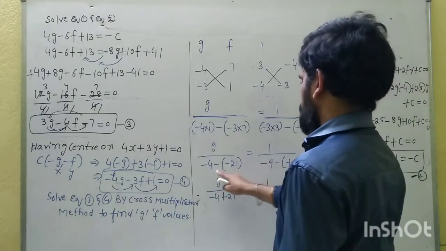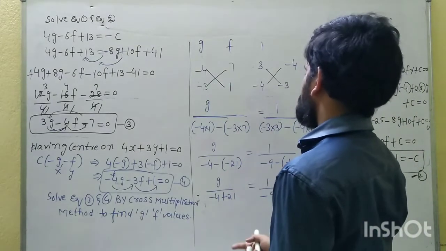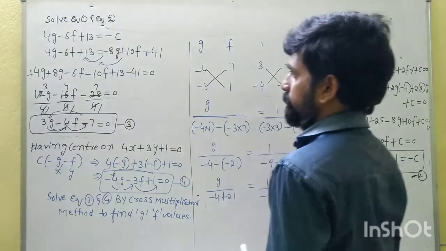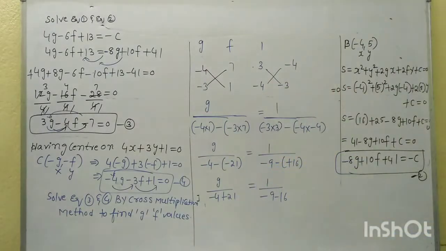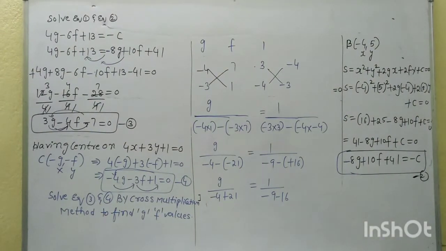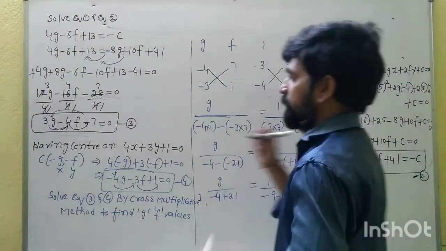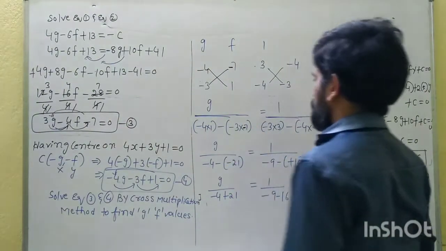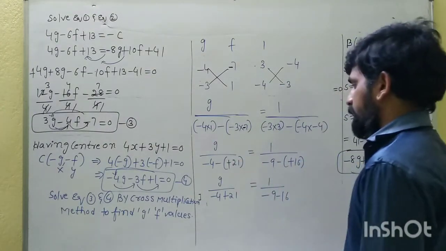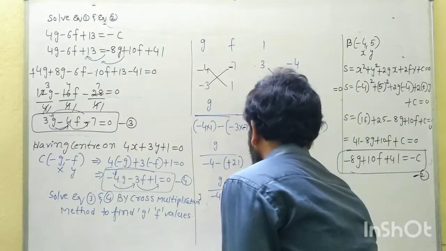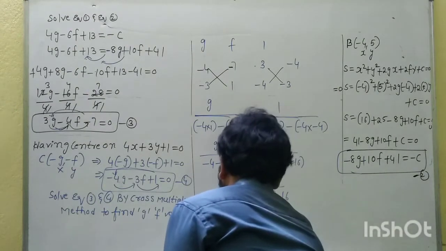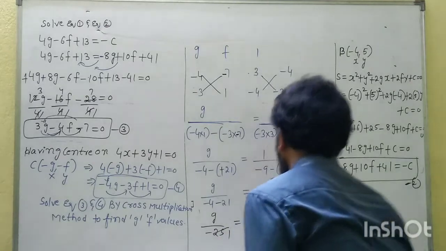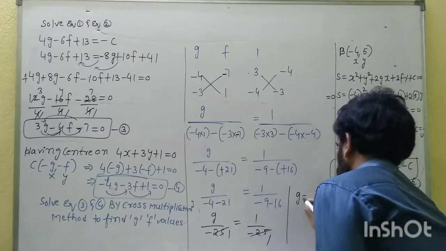Here also it will be minus 3 minus minus 4 minus 21. So it will be minus 4. So here it will be minus 7, sorry. It will be minus minus 7. So minus minus is plus, so minus of minus plus 10. Okay. So plus in minus, it will be minus. So g by minus 25, 25. So the 25s cancel. So g value, g is equal to 1.